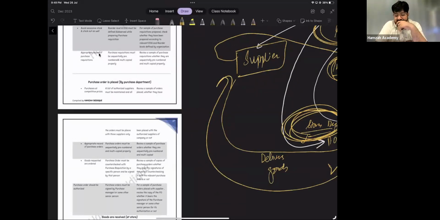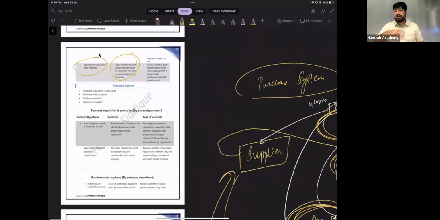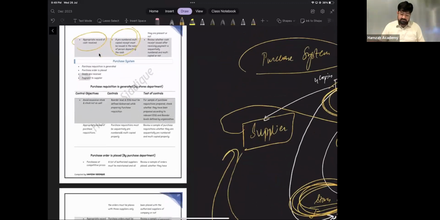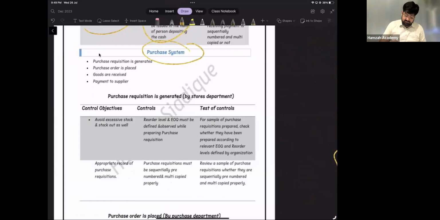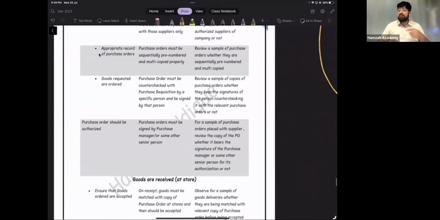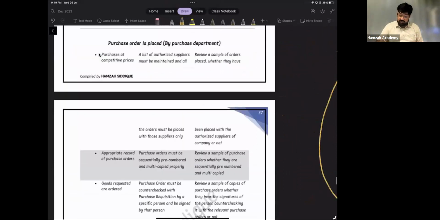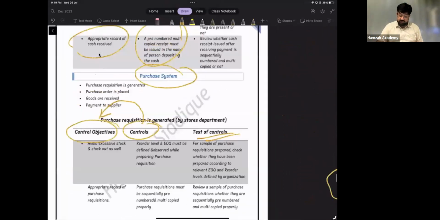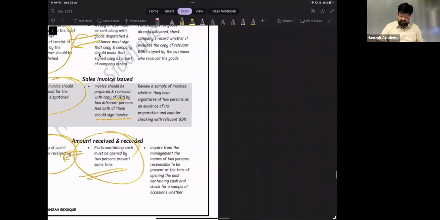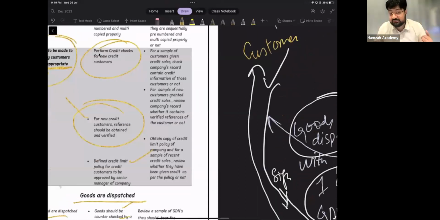So far. I would suggest, because I have done more than my target for today, that for the purchase system you do the control objective and control: how controls are achieving objectives. It is your home assignment. I will discuss it with you in the next class, but you have to do this at home. The third column I'm not discussing. It is a topic for the next class. The third column, even in the sale, I have not discussed.